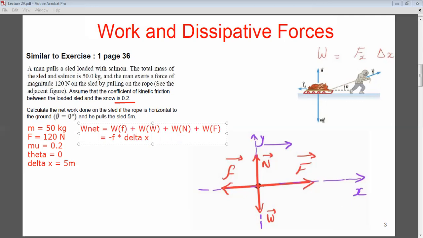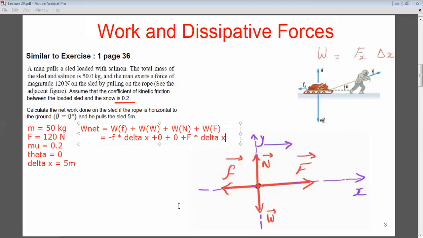Okay, what's the work done by W? It is Wx delta x, but W is all on the y-axis, so it doesn't have any x component. So it is 0. Similarly, the work done by normal, because it's all on the y-axis, it doesn't have an x component. Plus, what's the work done by this F over here? It is Fx delta x, which is the whole of F, plus, because it's along the positive x-axis, times delta x.